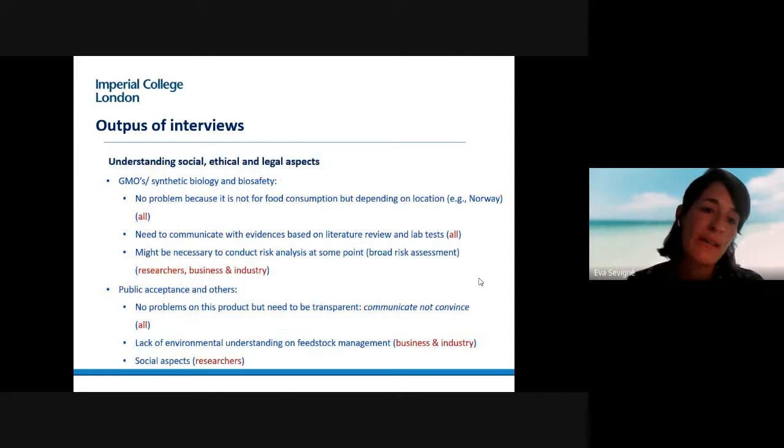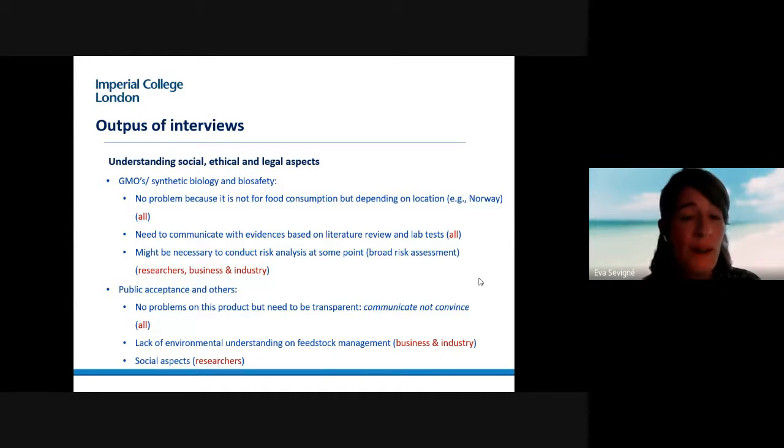And the final part of the interviews was focused, as I told you, on understanding different social, ethical, and legal aspects of the development of these beauty esters. And we were surprised because we expected that the majority of stakeholders were going to have some concerns about the use of GMOs or the use of synthetic biology.